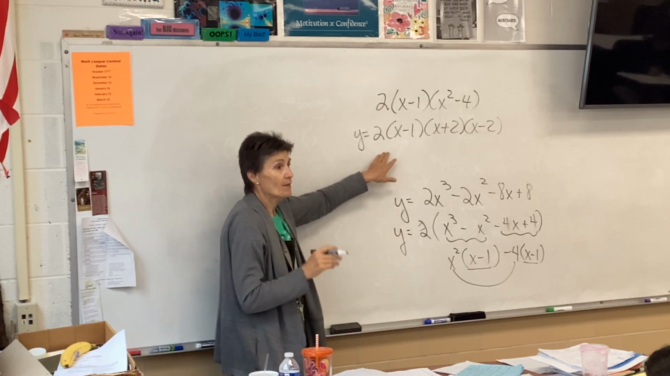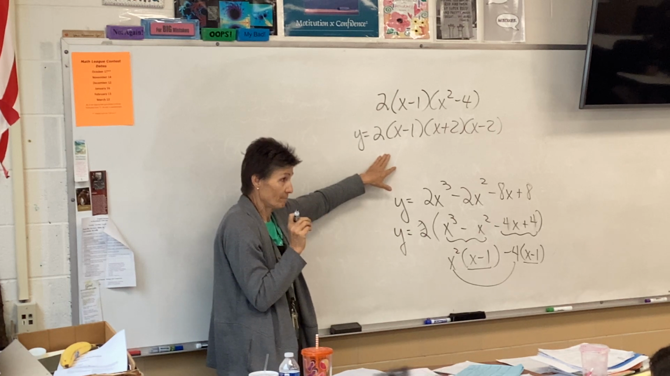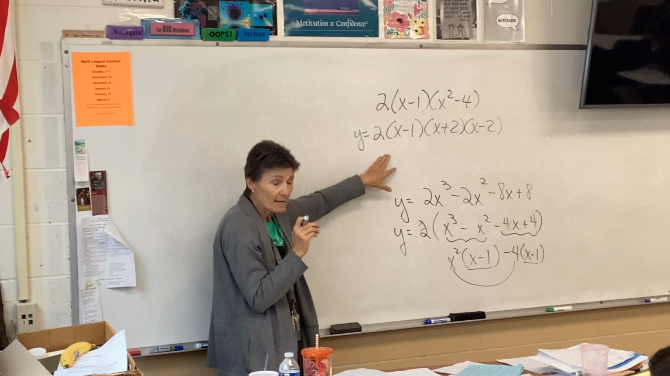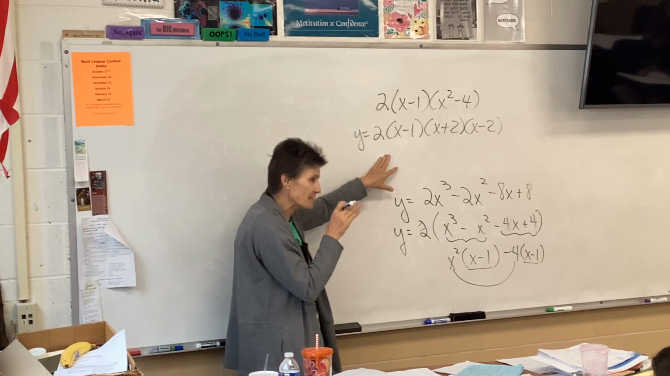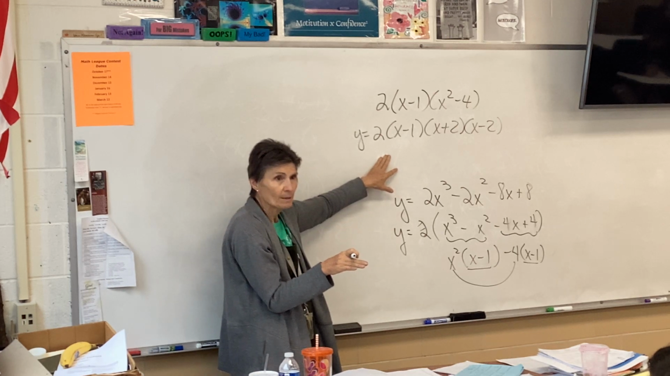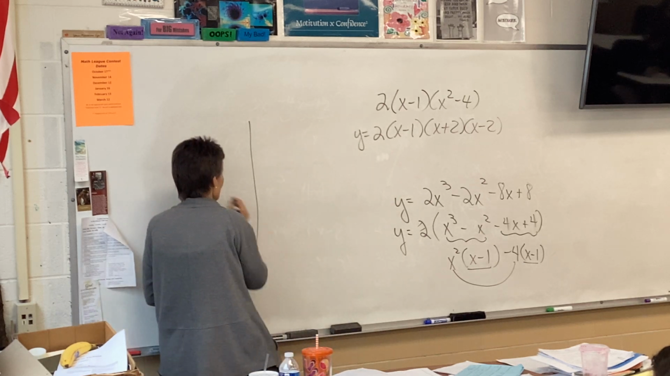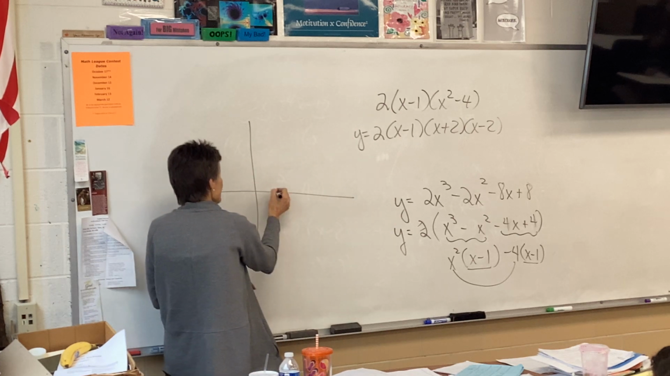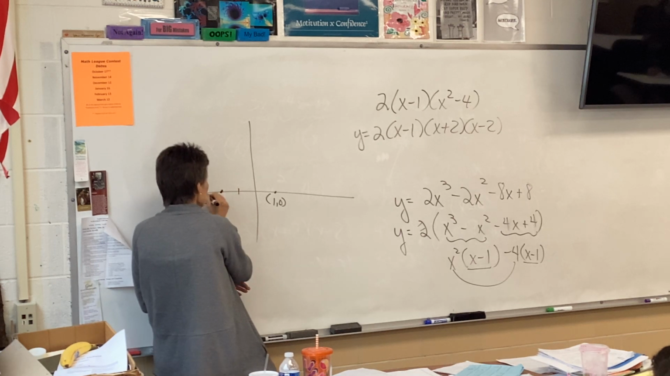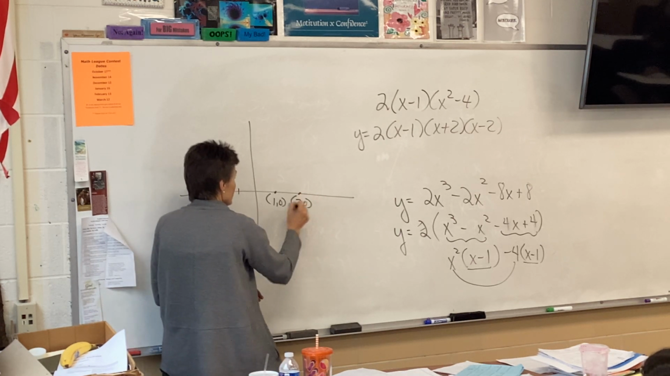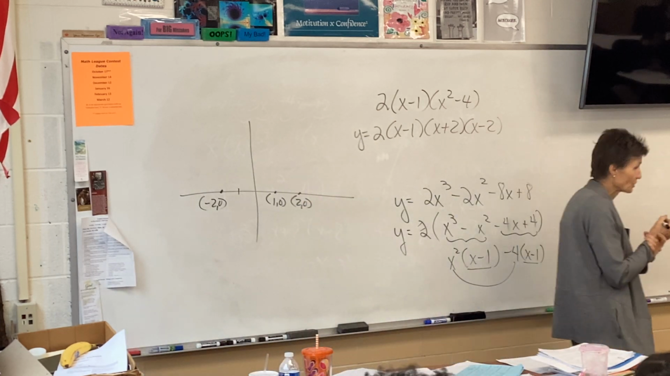This 2 that we've been dragging along since the beginning, does it get plotted? No. In fact, I don't even care about it unless it's negative. If it's negative, I have to be careful. But if it's a positive 2, okay, I have a positive 2 in my problem. So my dots, my x-intercepts, my zeros are gonna be at 1, -2, and 2.